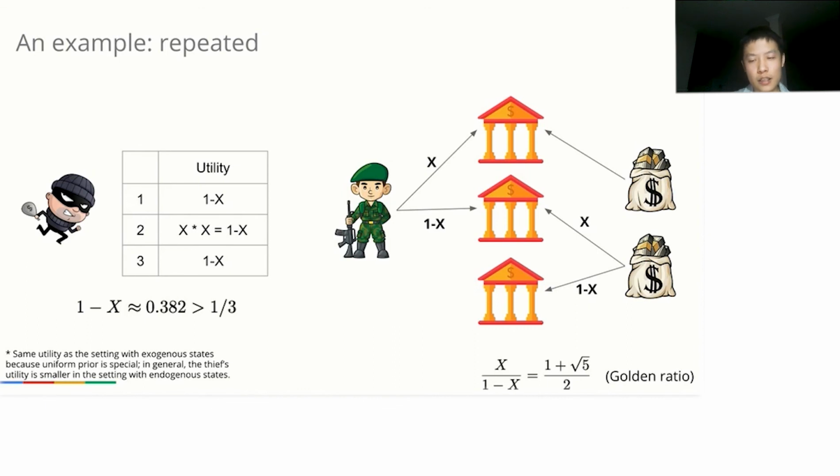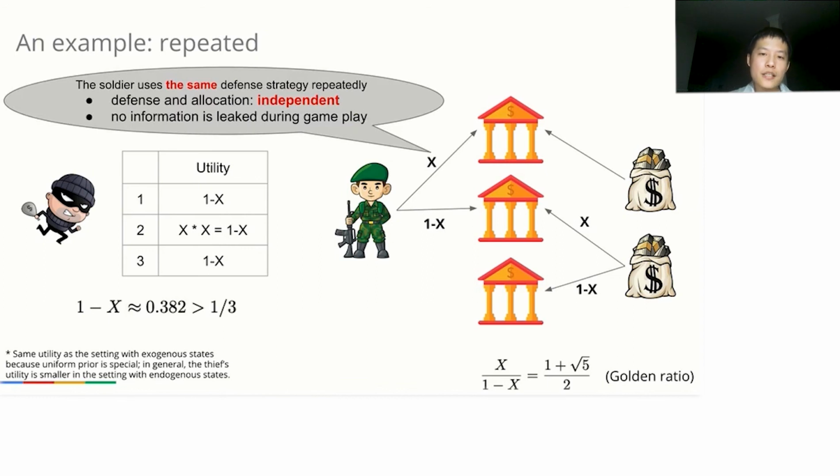Which means that no matter whether the second bag of money is allocated to the second bank or the third bank, the defender's strategy remains the same. So in this strategy, we know that the utility again is 1 minus x, which is the same as the setting with exogenous states. But this is mainly because the uniform prior is special. So in general, the utility would be smaller in the setting with endogenous states, because in this setting, the defender has more power.